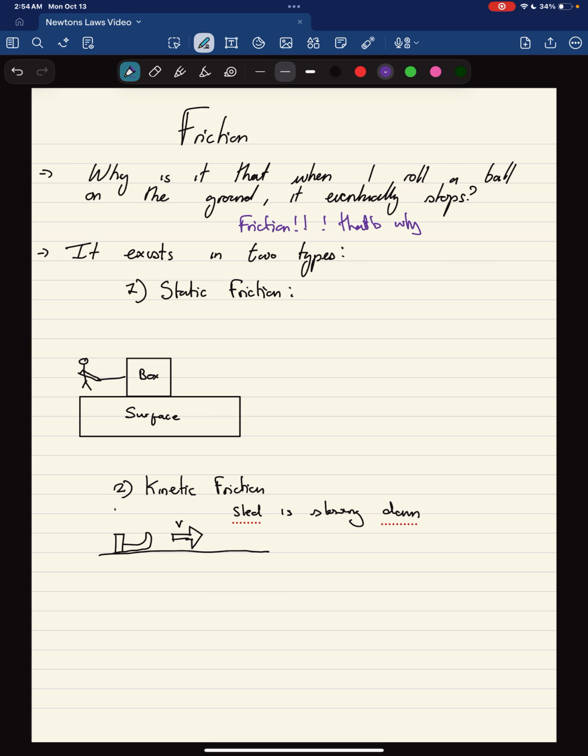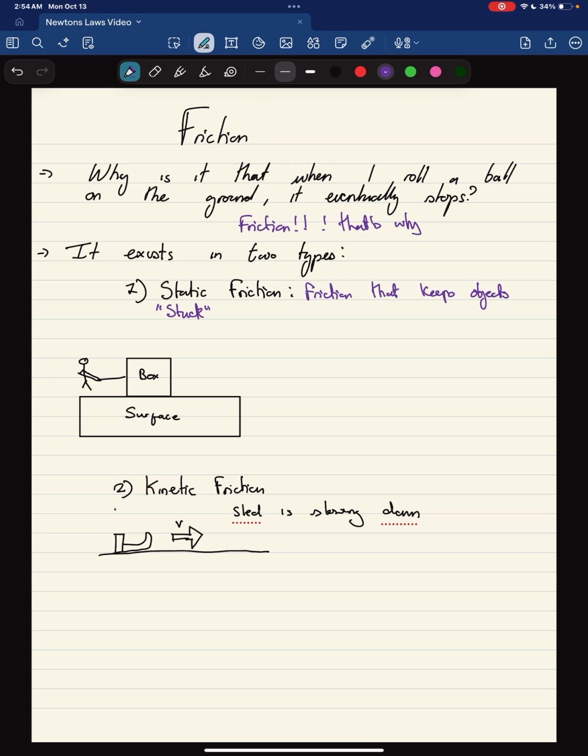We've got static friction. Static friction is friction that keeps objects stuck.